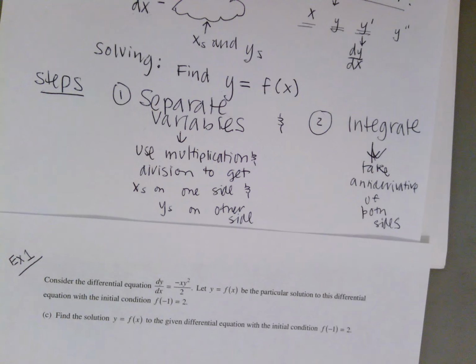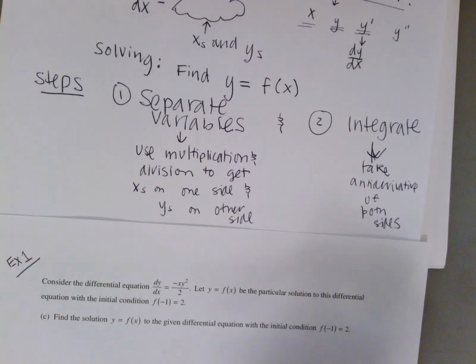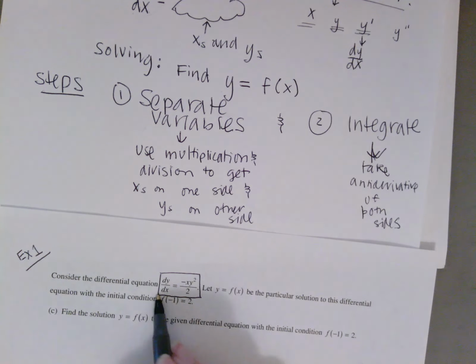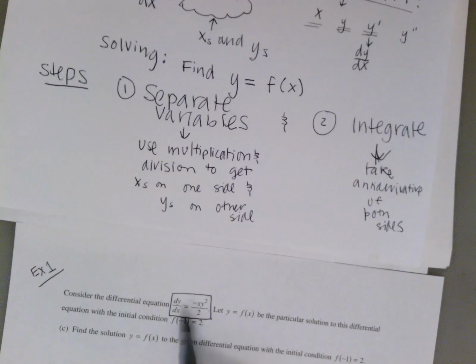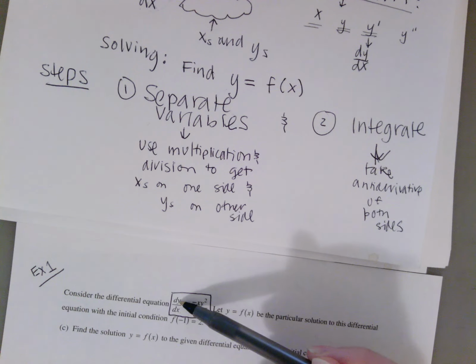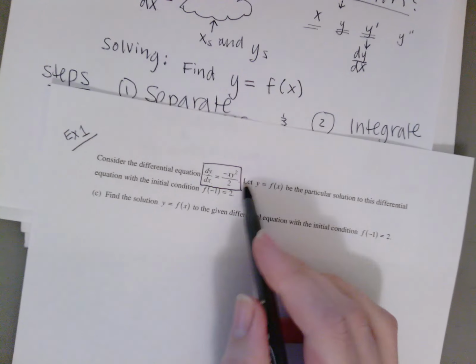Example 1. Consider the differential equation dy dx equals negative x y squared over 2. Let y equals f of x be the particular solution to the differential equation with the initial condition f of negative 1 equals 2. So what I've got here is a differential equation. dy dx, notice it's dy dx equals, just like we talked about before. And then I've got this fraction that has both x's and y's. My variables are y and x. Y is dependent and x is independent. The particular solution is y equals f of x.